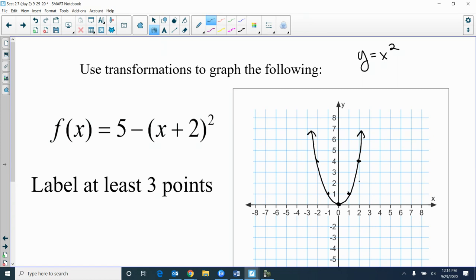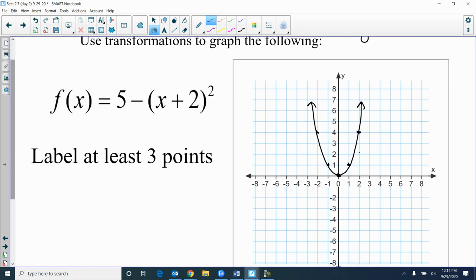All right, what else is going on with this function? Start with H, horizontal. Is there a horizontal shift? Yeah, how far? In which direction? Left 2. Left 2. So we got a horizontal shift. Stretch or compress? No. What's that 5 doing? Vertical shift. Okay, vertical shift.